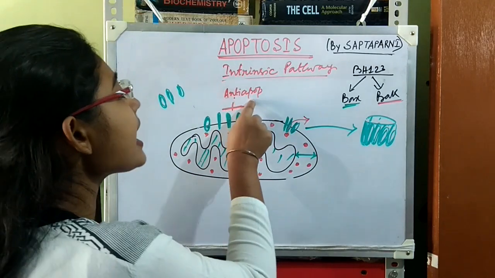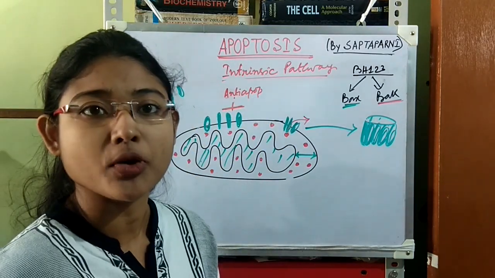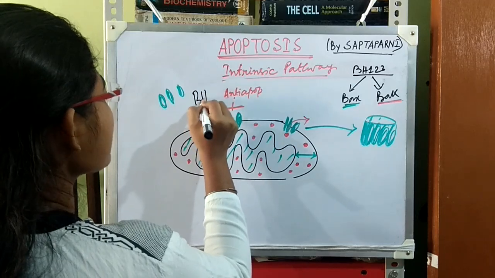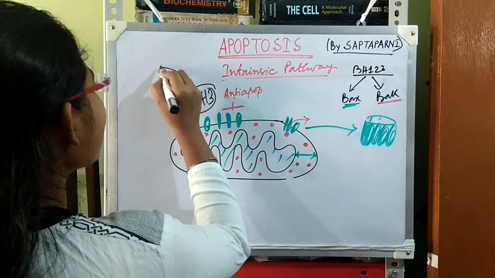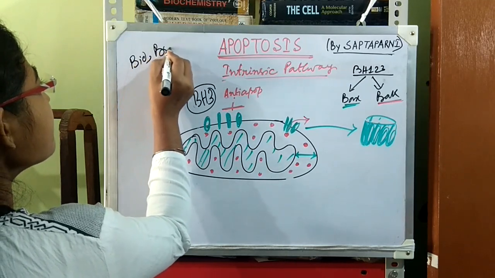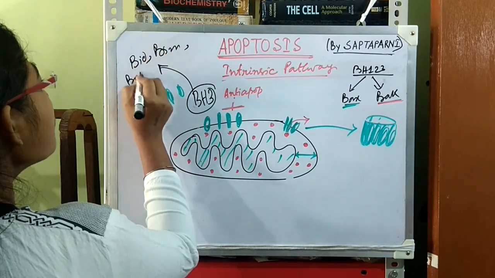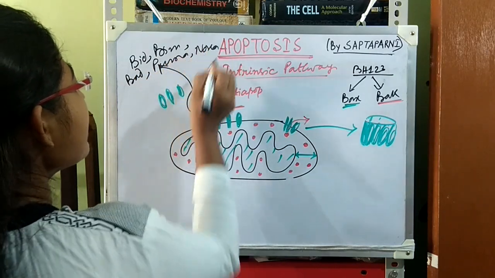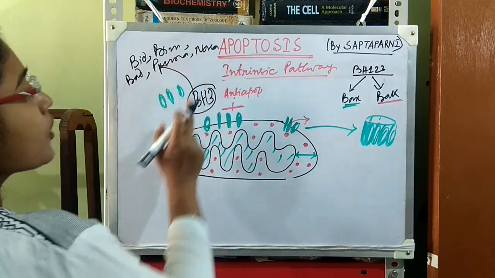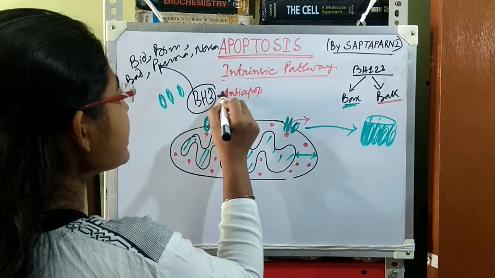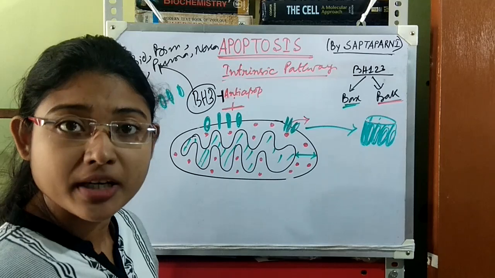So what inactivates these anti-apoptotic proteins? The BH3 family of proteins. What are the BH3 family of proteins? Bid, Bim, Bad, Puma, Noxa. These are the pro-apoptotic proteins of the BH3 family. They actually inhibit these anti-apoptotic proteins.